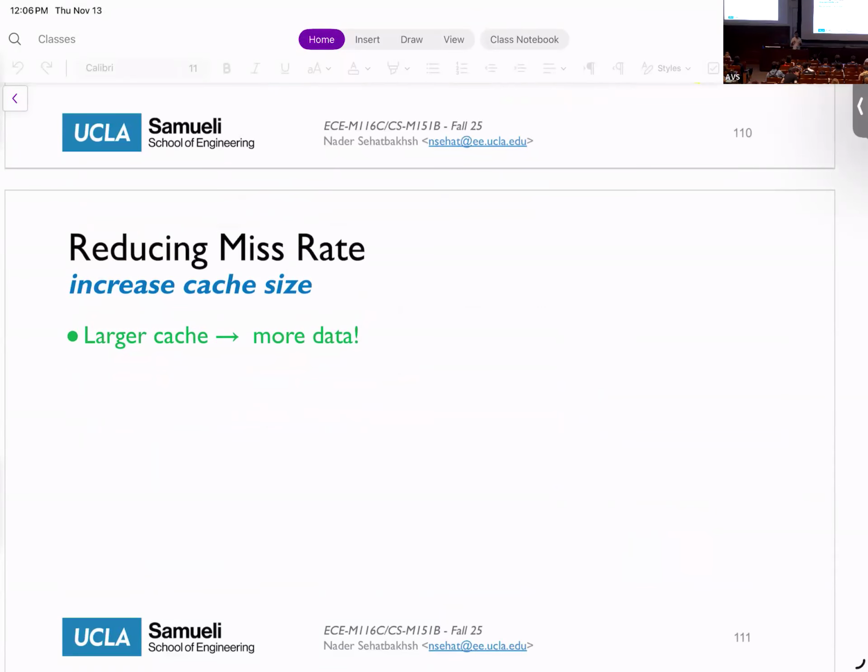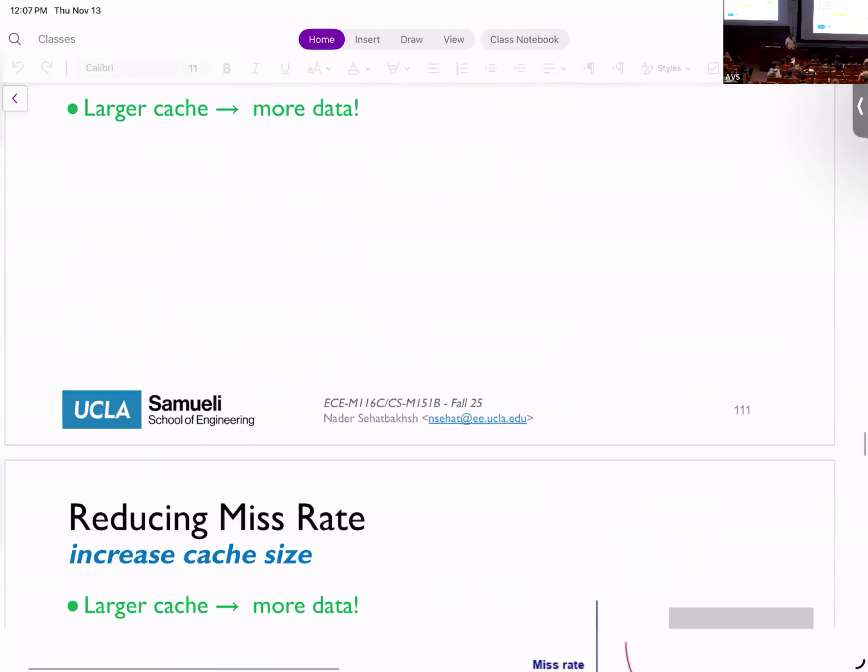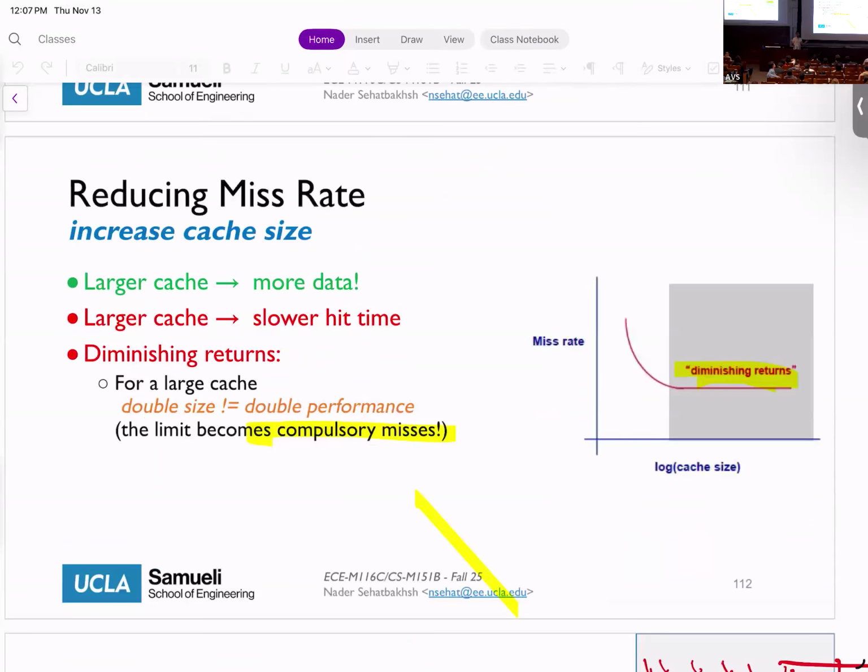Obviously, we say that larger caches help to reduce the miss rate. What prevents us from having a larger cache is two things. One is the technology itself, and the second thing is that increasing the size of cache can have diminishing returns in cases where most of your misses are compulsory misses. So increasing the cache is not necessarily going to have a positive impact.